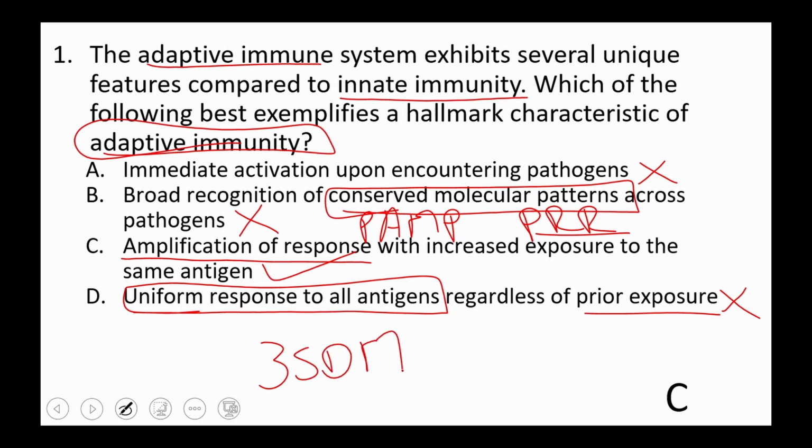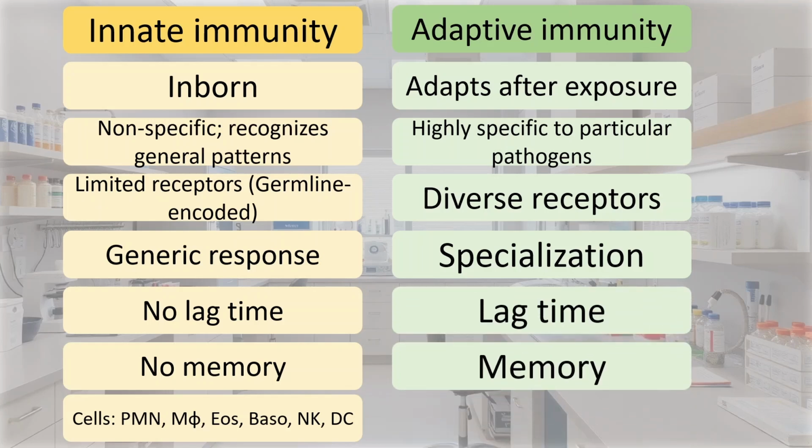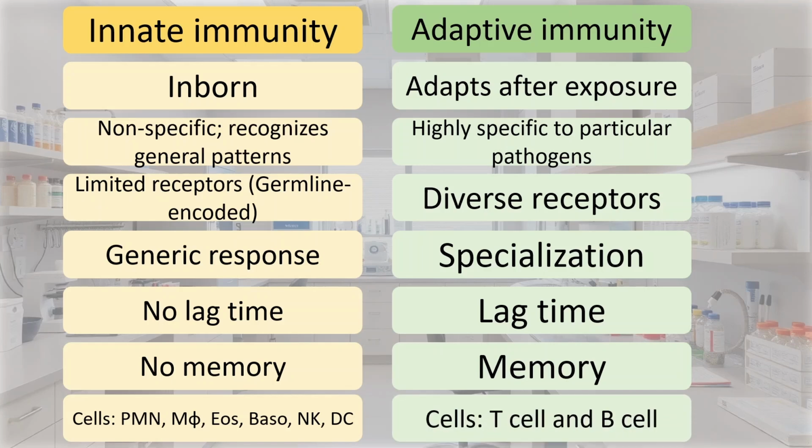The 3S is S for specific, S for self-limitation, S for specialization. D is for diversity. There is a diverse set of receptors. Basically 10 to the power of 9 up to 12 receptors can be found for adaptive immunity compared to the innate immunity. This is huge. And M is for memory. So adaptive immunity has a memory, whereas innate immunity has no memory. The major cells of the adaptive immunity are T cells and B cells. And in both cases, we could have humoral and cell-mediated immune response. So let's move to the second question.